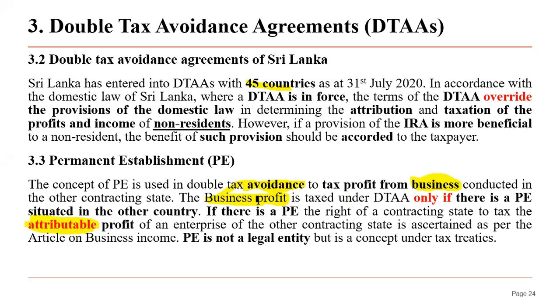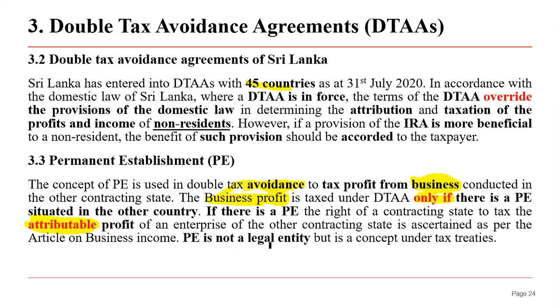This, I will read it again. The business property is taxed only if, and this is a really important part, that is why it is highlighted in red, only if there is a PE situated in that country. Let's say in Sri Lanka, if there is a PE in Sri Lanka, we tax the attributable profit, not the entire profit, whatever the attributable profit is, we need to tax it, right?